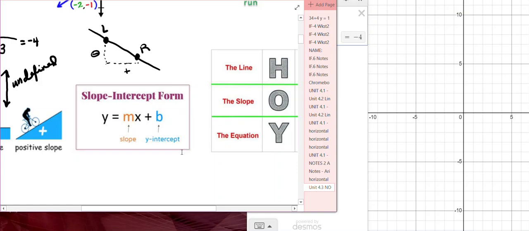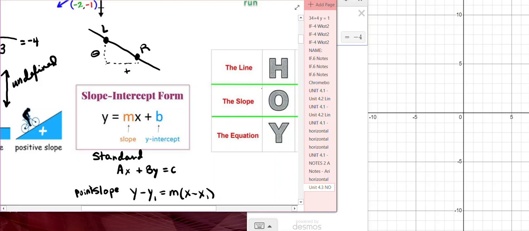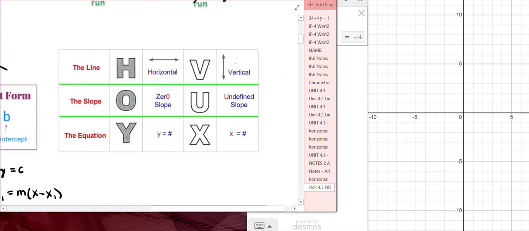You should know your slope-intercept form, y = mx + b. You can also be familiar with your slope-intercept form with your standard form, which is ax + by = c, and point slope, sorry. I'm not a fan of this one, but point slope is y - y1 = m(x - x1). And of course, HOY and VUX, so that you're able to write the equations for vertical and horizontal lines.